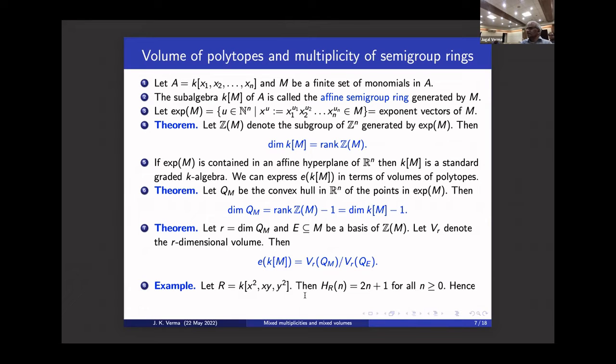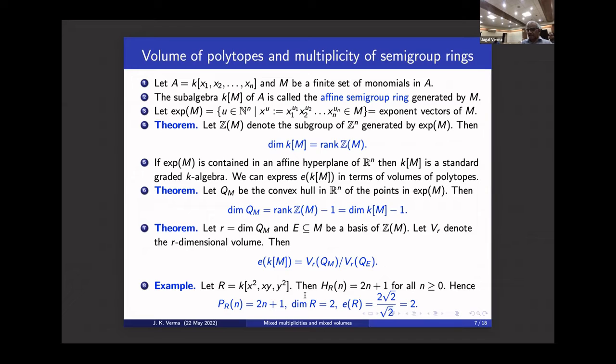And the Hilbert function of this semigroup ring, one can calculate easily, is 2n plus 1 for all n. And so the Hilbert polynomial is 2n plus 1. The dimension of this ring is 1 more than the degree of the Hilbert polynomial. The degree of the Hilbert polynomial is 1, so the full dimension is 2. And you can see that x squared and y squared are algebraically independent monomials. So that dimension is 2.